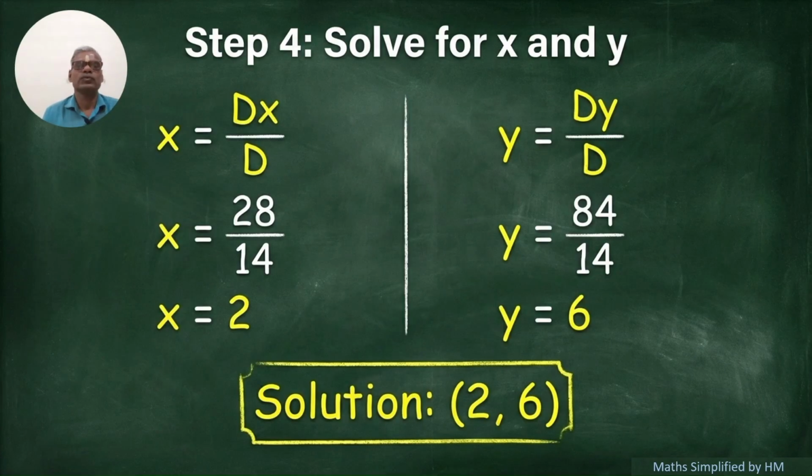Now step 4, solve for x and y. Here x is found by Dx upon D. So x is equal to 28 upon 14, because we have Dx as 28 and D as 14. Simplifying, we get x is equal to 2. Similarly, y is equal to Dy upon D. So y is equal to 84 upon 14, so y is equal to 6. Thus, the solution of the given simultaneous equations is 2, 6.